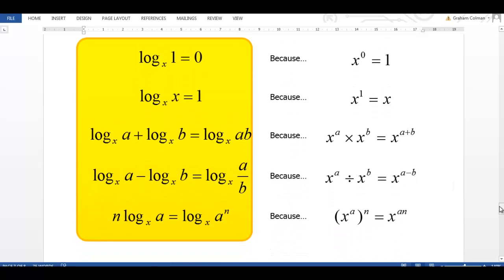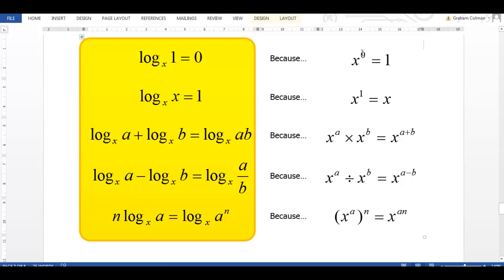we have some general rules to do with logarithms. Because we know that anything to the power of 0 makes 1, then whatever the base is, if the answer is 1, the power must have been 0. So log of any base of the number 1 is going to be 0. Because anything to the power of 1 is itself, log of any base of itself makes the answer 1.